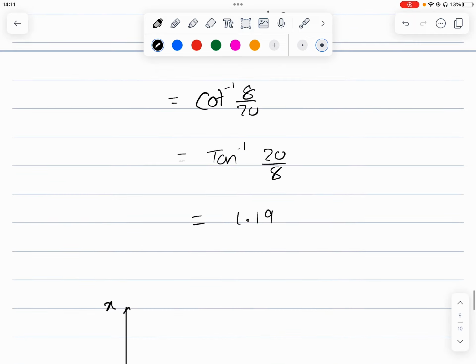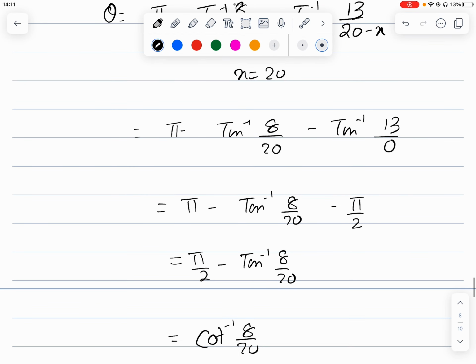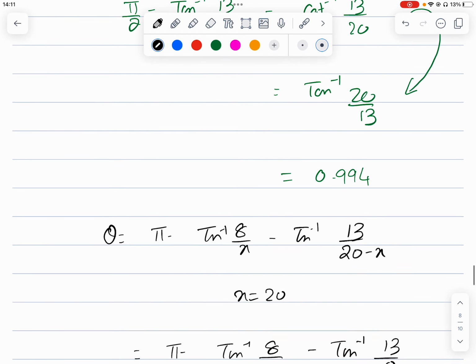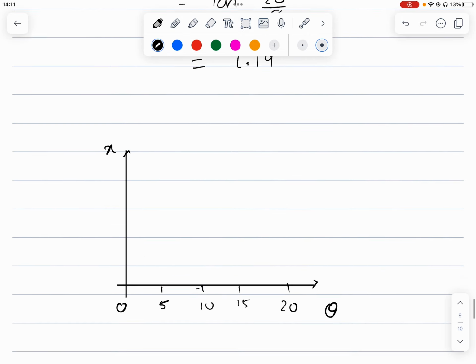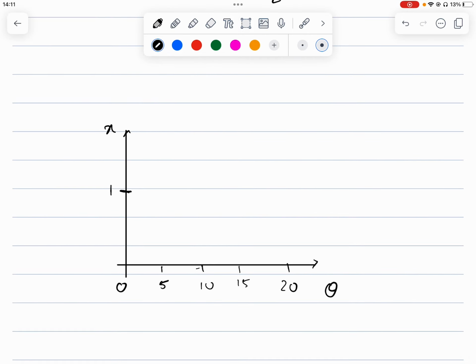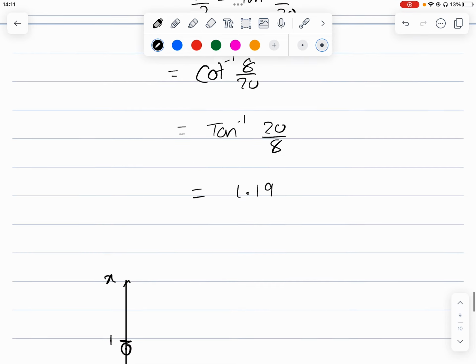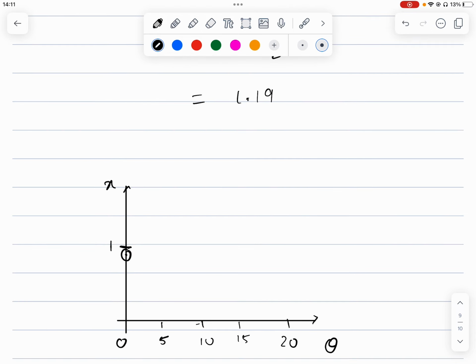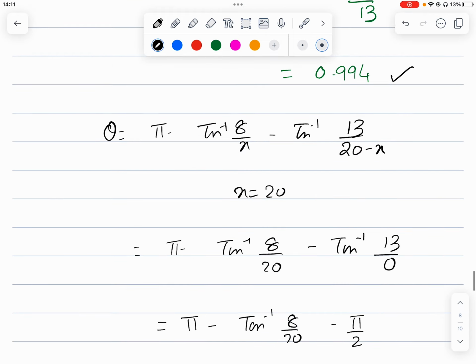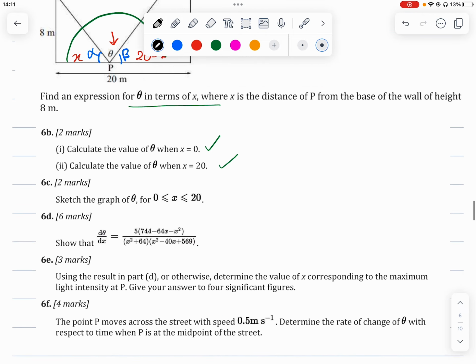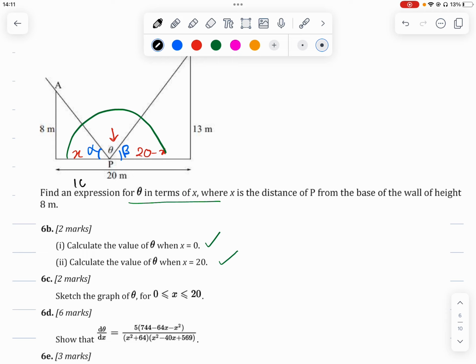Now when x was 0, what did we come to know? It was 0.994. So 1 is over here, so 0.994 is somewhere over there. Then when it is 20, it was 1.19, somewhere over here. Now at 10, it will peak out. Because exactly at the middle, this is 20, so at 10 it will be exactly peaking out.